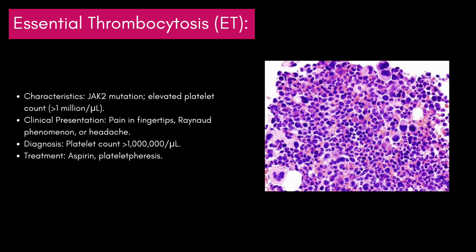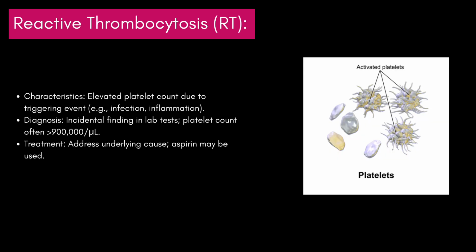Let's take a look next at essential thrombocytosis, also known as ET. Characteristics: JAK2 mutation, elevated platelet count, greater than 1 million per microliter. Clinical presentation: pain in fingertips, Raynaud phenomenon, or headache. Diagnosis: platelet count greater than 1 million per microliter. Treatment: aspirin, platelet pheresis.